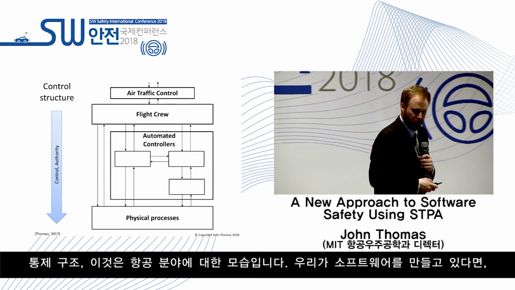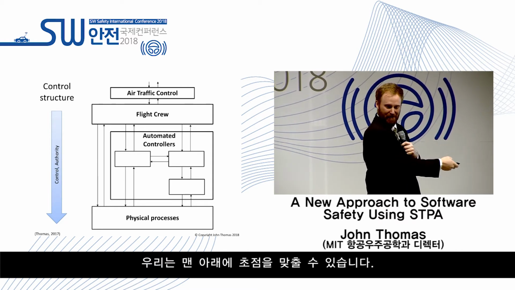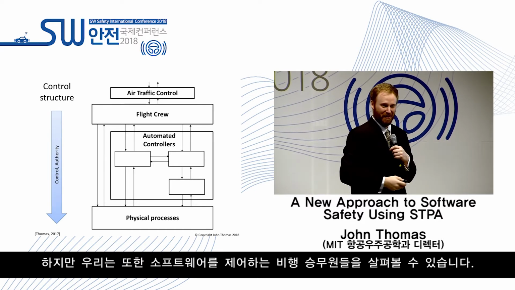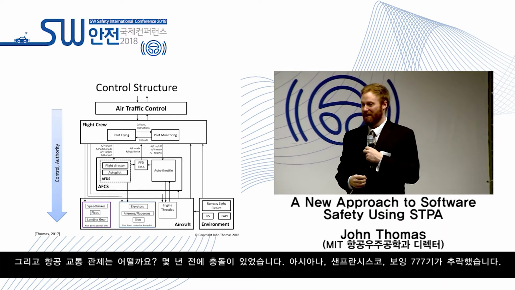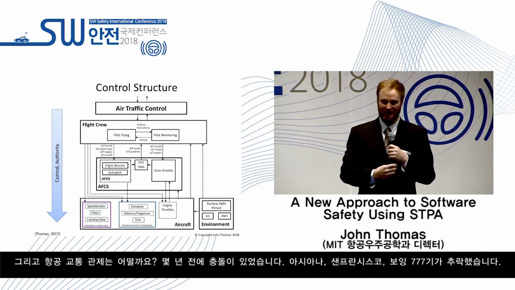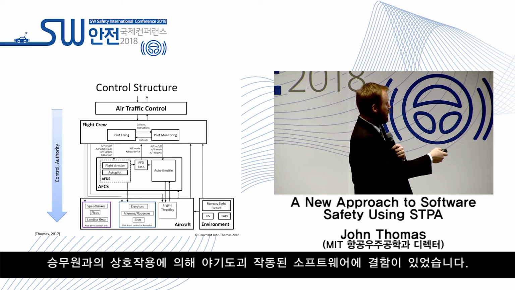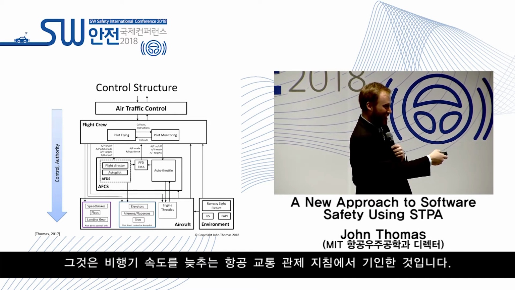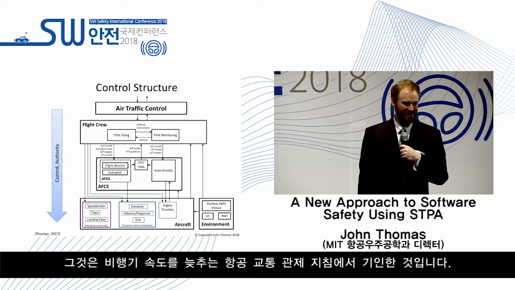Control structure. This is what it might look like for aviation. We may focus on the bottom if we're creating software, but we can also look at flight crew controlling the software. And what about air traffic control? We just had a crash a few years ago. Asiana, San Francisco, Boeing 777 crashed. There was a flaw in the software that was triggered by an interaction with the flight crew that was caused by an air traffic control instruction to slow the plane.